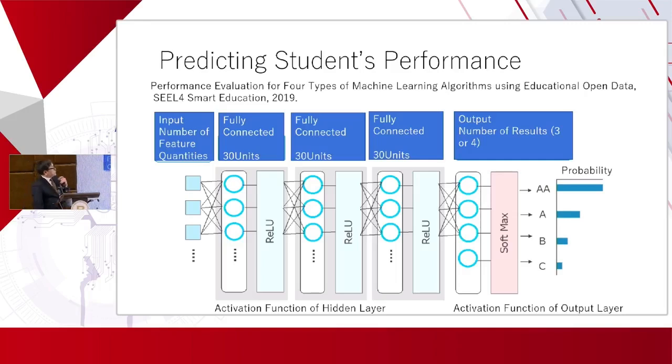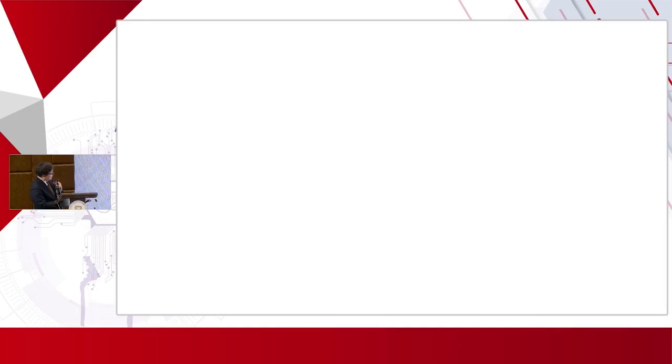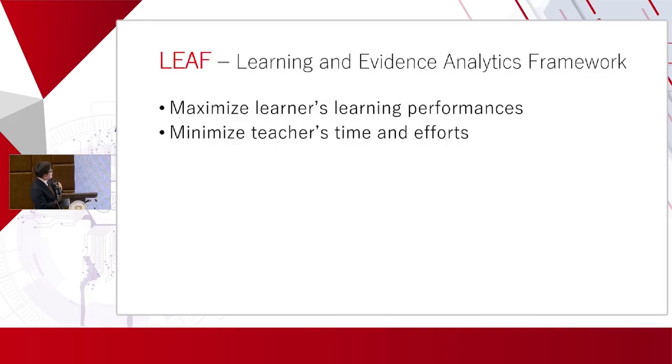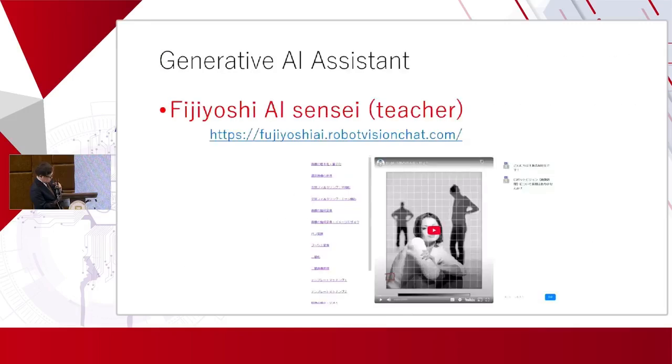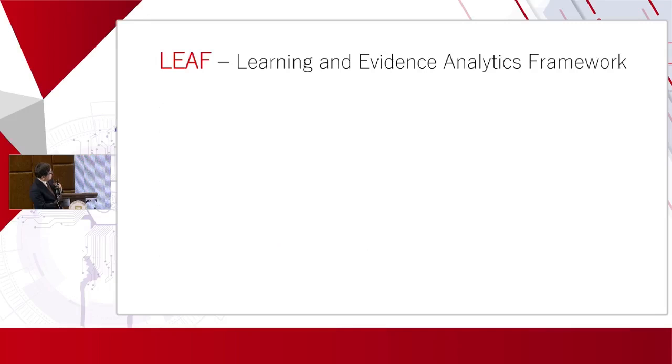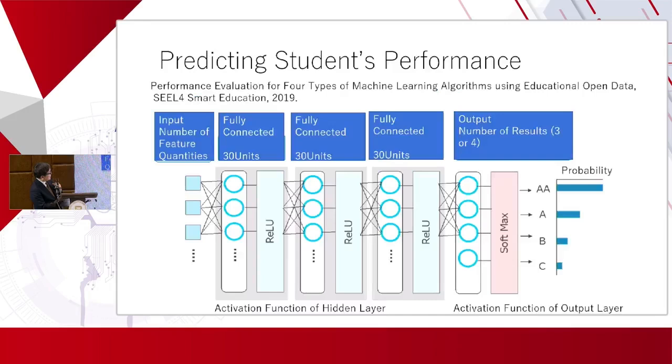One is predicting student performance using deep learning or AI approaches. We wrote a performance evaluation for four types of machine learning algorithms and educational open data. So we created a new deep learning system to predict student performance, like A, AA, or ABC.